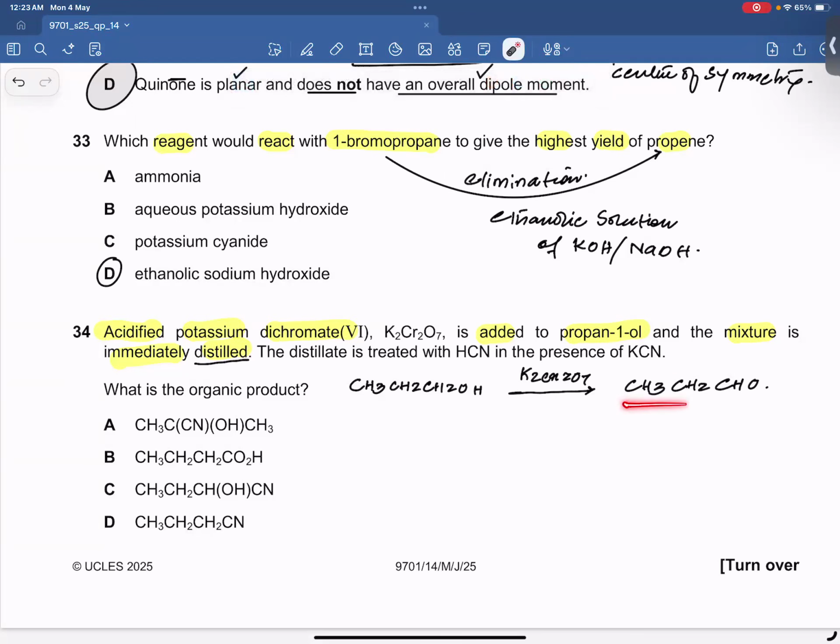और ये प्रोपेनॉल वैसे भी बनेगा, एल्डिहाइड वैसे भी बनेगा, क्योंकि यहाँ पर एसिडिफाइड पोटेशियम डाइक्रोमेट (VI) लिखा है। इसको हीट अंडर रिफ्लक्स नहीं कर रहा है, इसका मतलब सिर्फ यहाँ तक ही काम करना है। अब आगे चलते हैं. The distillate, I mean the propanol, is treated with hydrogen cyanide.